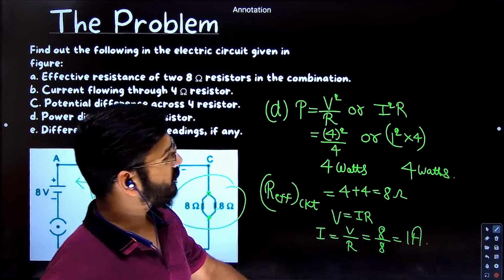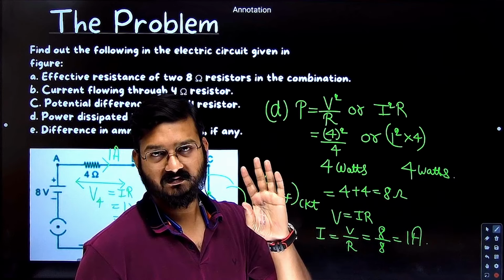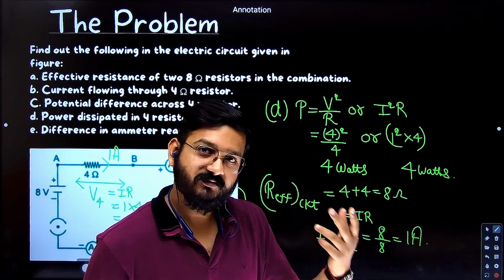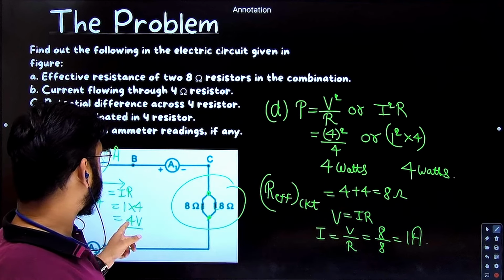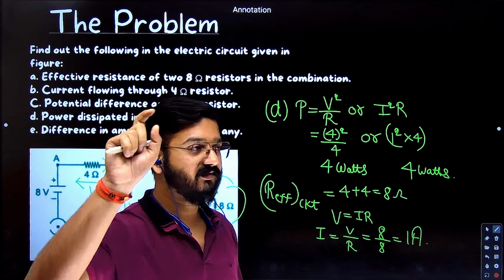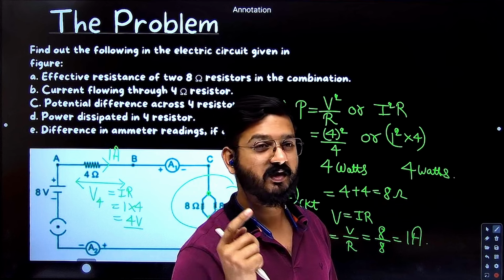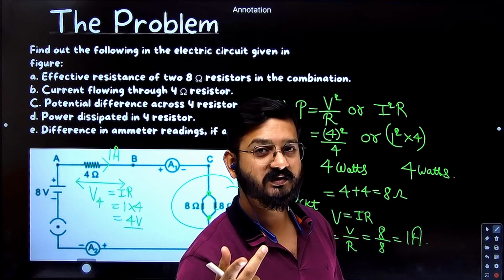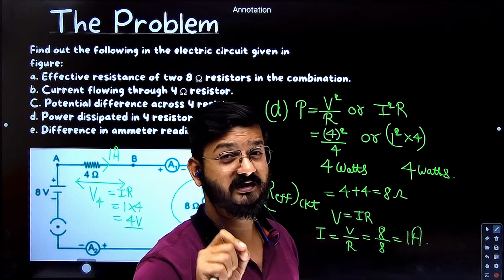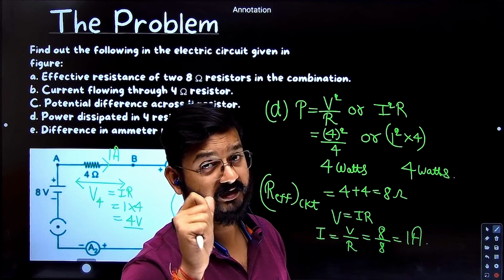So what is the reason for using both the methods? To show you that both the methods give you the same answer. You can use one more formula, VI. What is V? 4. What is I? 1. 4 into 1, 4. By all three formulas, VI, V square by R or I square R, you are getting the same answer. Because V square by R or I square R is obtained from the basic expression, which is power equal to potential difference across that component into the current in that component.